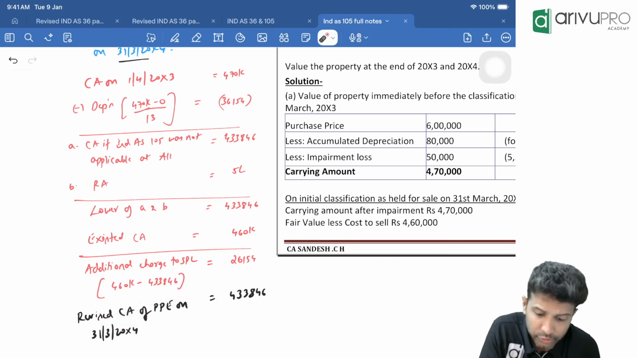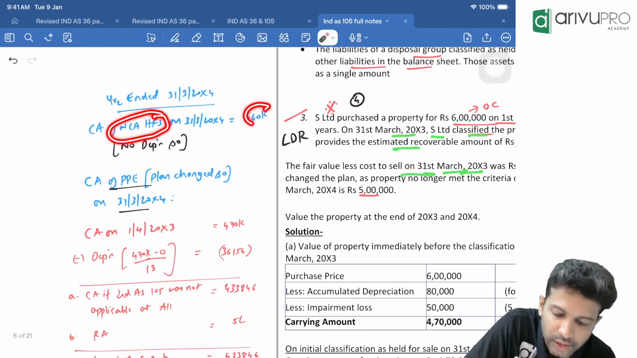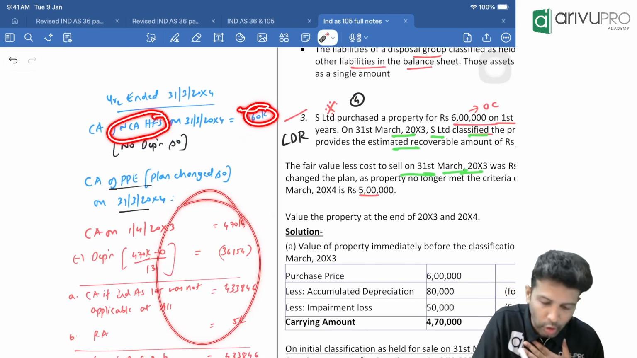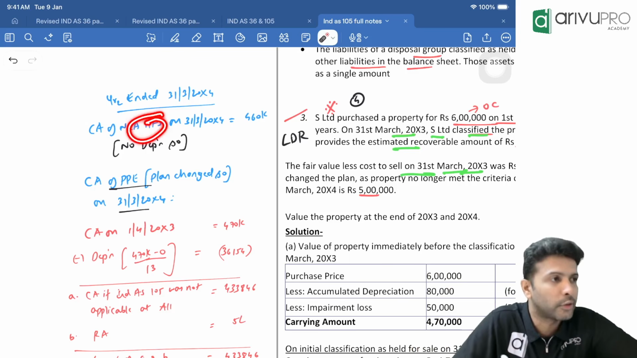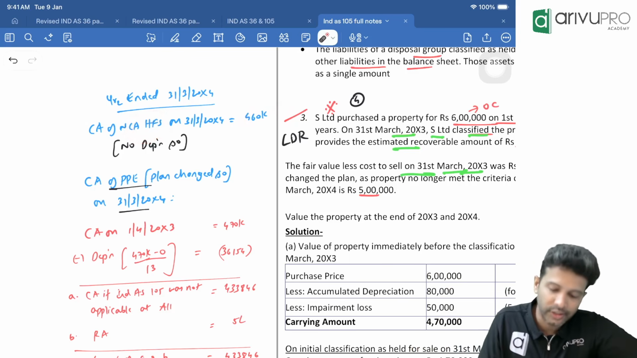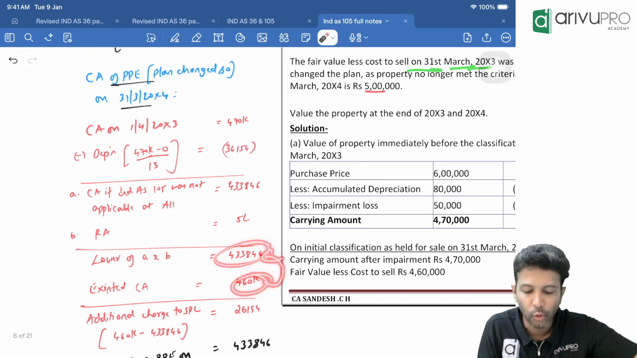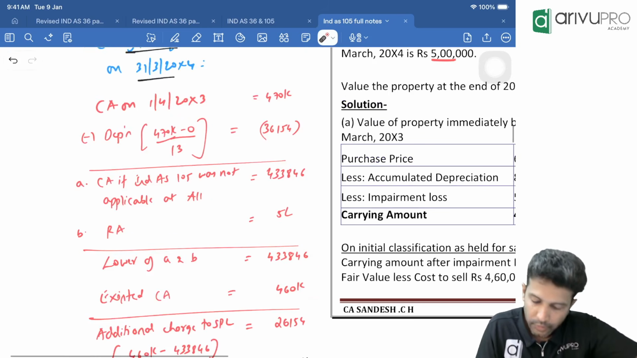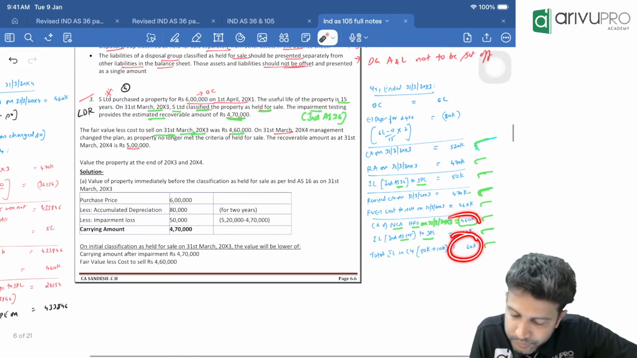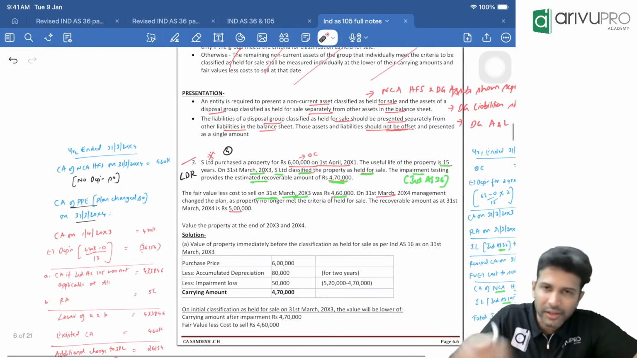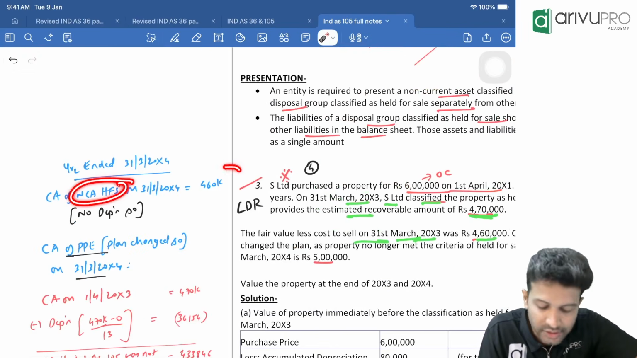That is one. But currently in our books, before all this plan change drama, we are still showing it as non-current assets held for sale at what value? 460. Currently, we are showing it at 460. From 460, we need to make it 433,846, because last year it was 460, no? Correct? So the same thing will be carried over to this.